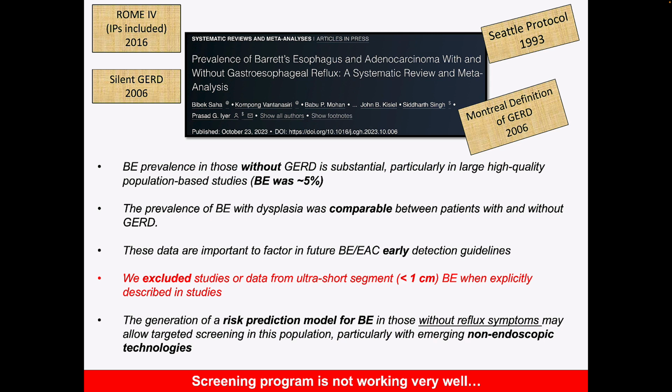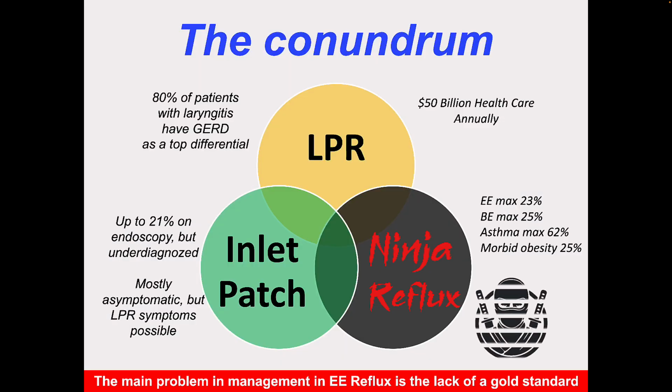Asymptomatic people can develop Barrett's esophagus in about 5%, and this was only based on populations where examinations of so-called normal Z-lines were excluded. So it's time to update these old definitions and include so-called silent reflux and a risk prediction model for asymptomatic patients. Going back to inlet patch.